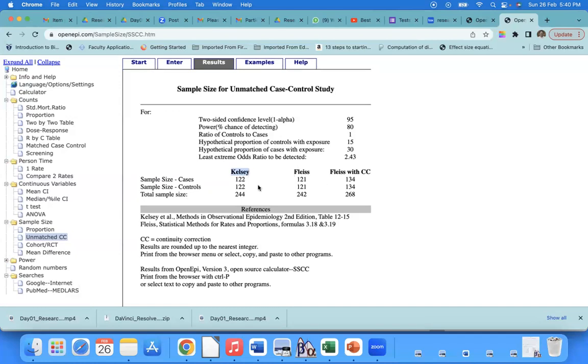If you have limited resources, you can take 242, and then you say that you used the Fleiss method. Whatever resource or reference you follow, you can choose that. If you want to do some more, because a previous study used 270, you can go with Fleiss with continuity correction. These are three different formulas developed by two different scientists. Okay, understood.